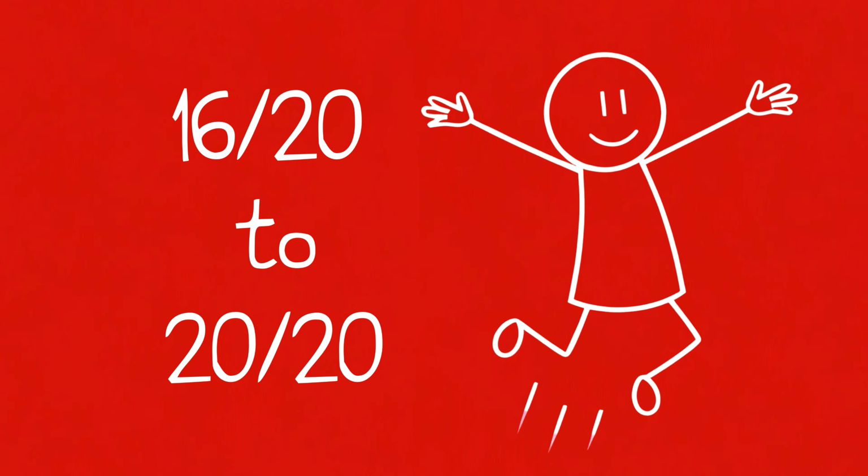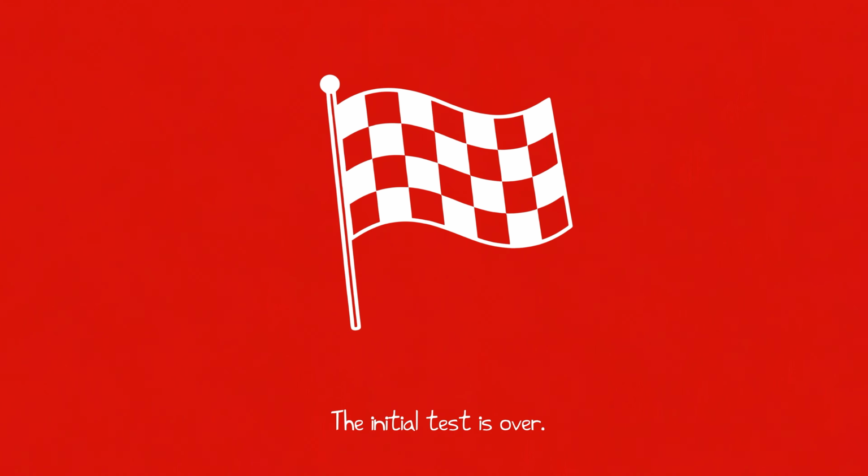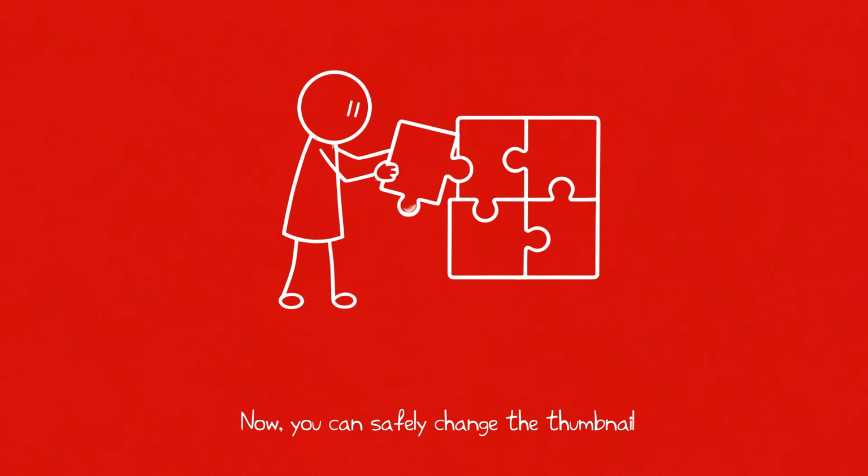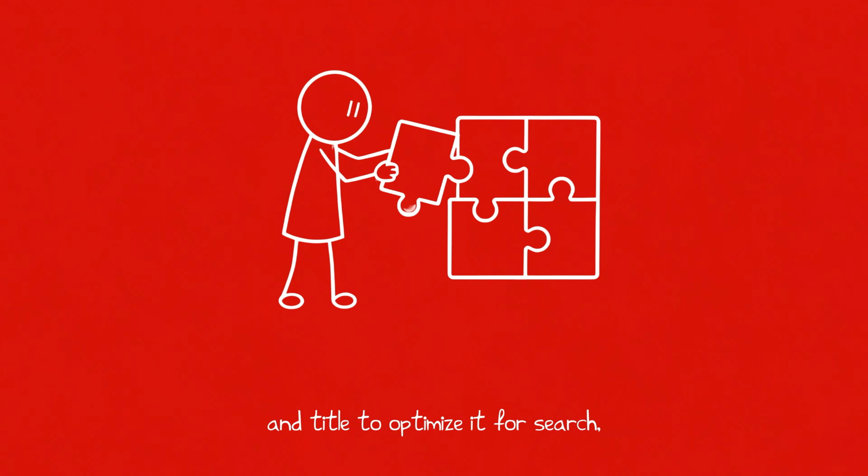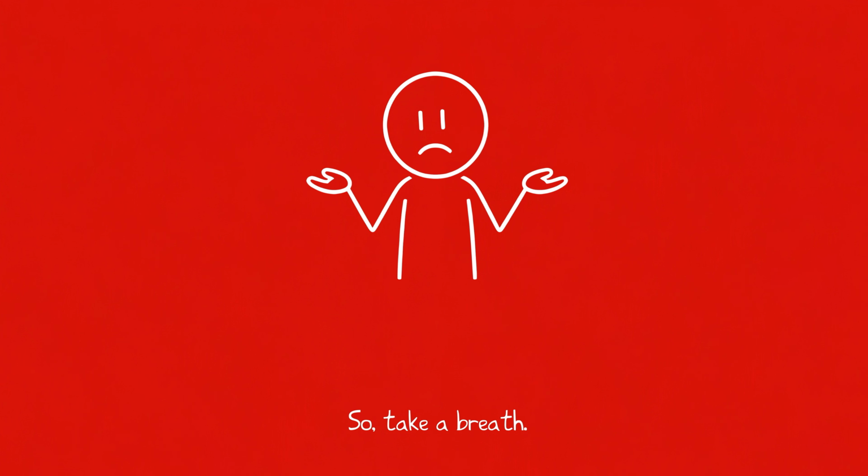If the video has completely flatlined after 7 days, it is officially out of the browse phase. The initial test is over. Now, you can safely change the thumbnail and title to optimize it for search traffic or suggested videos, because you are no longer risking active momentum. So, take a breath. Your channel isn't dead. You just need to let the system do its job.